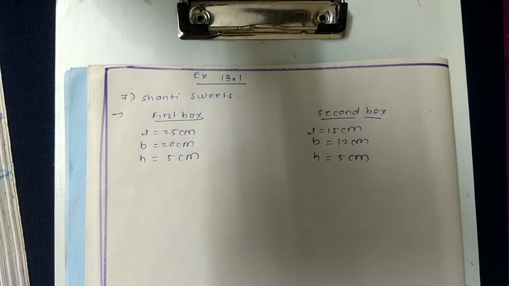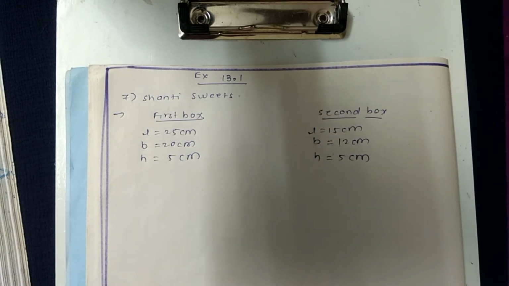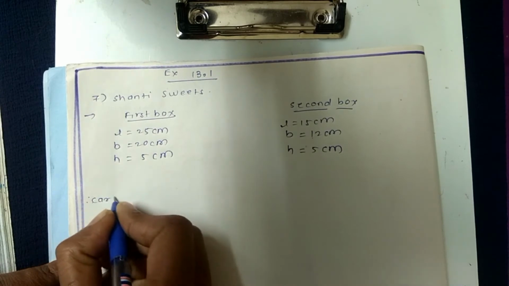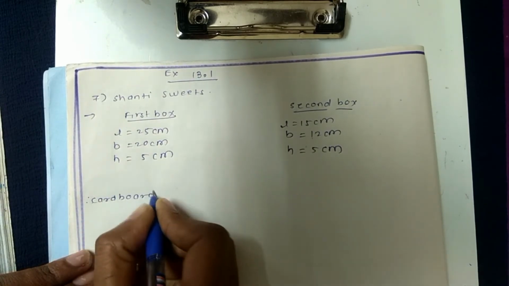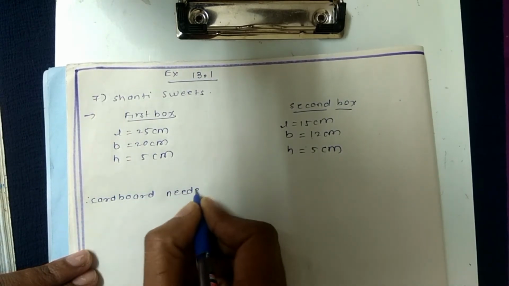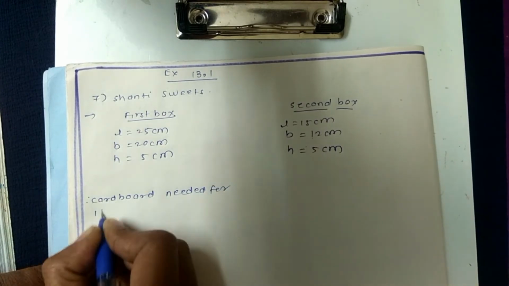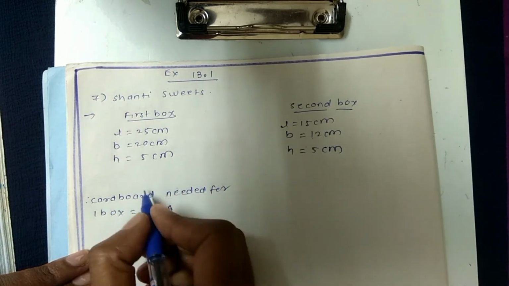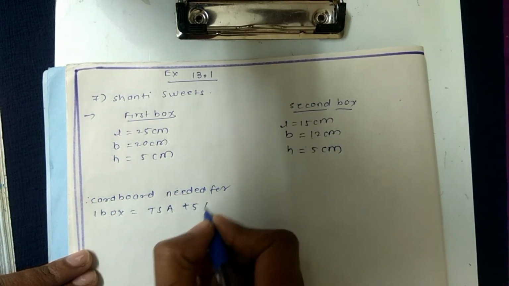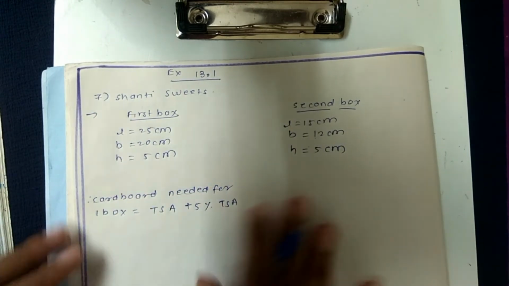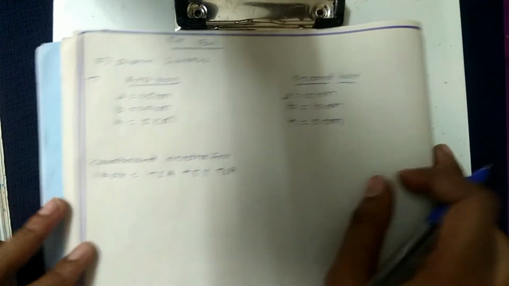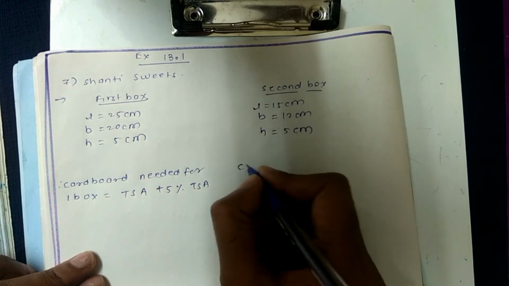So that will make you the total cardboard needed. Therefore, cardboard needed for one box equals TSA of this box plus 5% of TSA. So first of all we'll find out the TSA, then we'll get the 5% of TSA. Similarly here also, same thing.